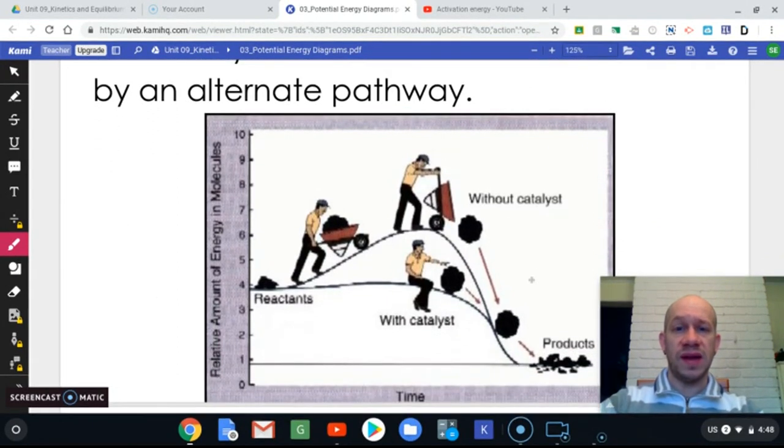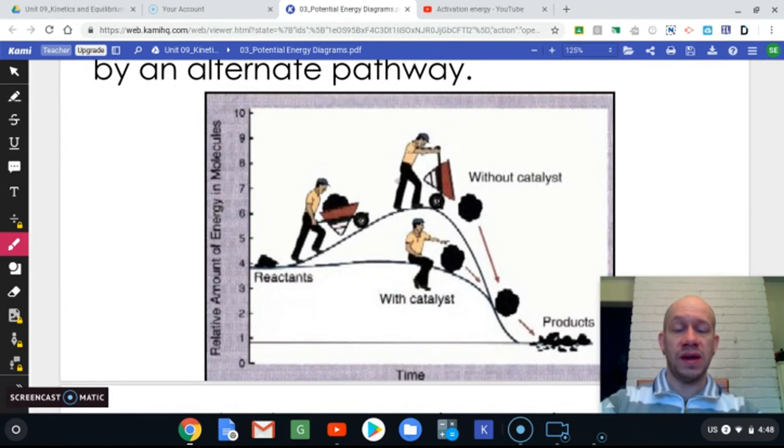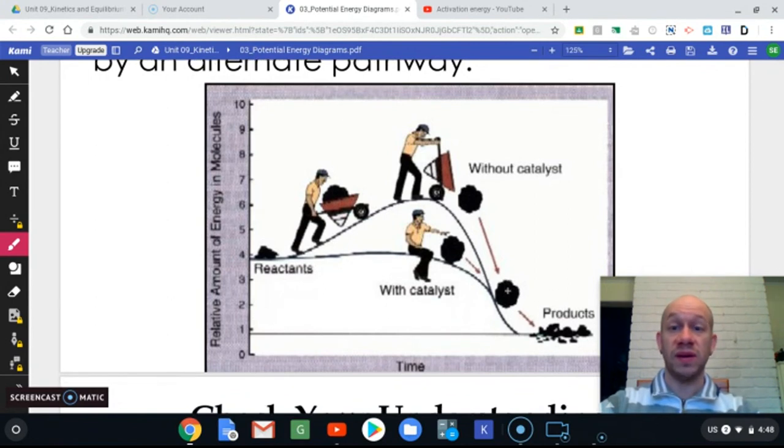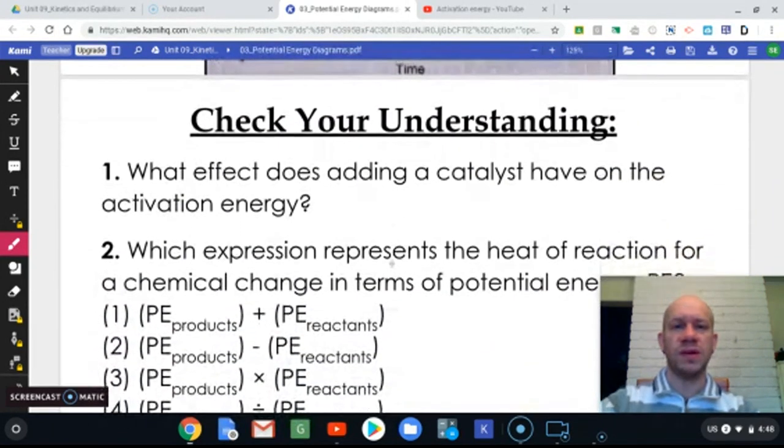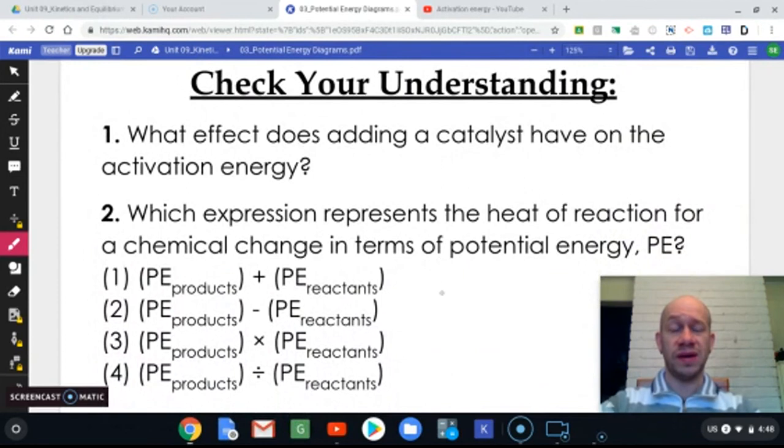The way it works is it allows the reaction to occur by an alternate pathway. If we use this little guy as an analogy, with the wheelbarrow, he's got to go up and over the hill. But with the catalyst, he can just go through the hill or next to it on a lower side. So it's an alternate pathway. He went somewhere different, and he lowered the activation energy and made the reaction go faster. So check your understanding. I basically just told you that answer.